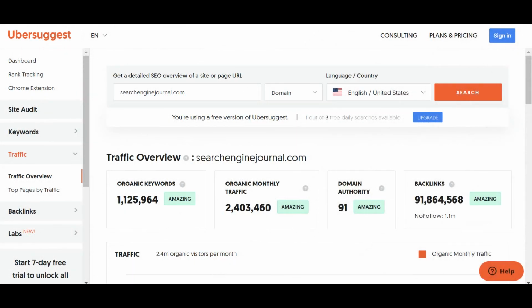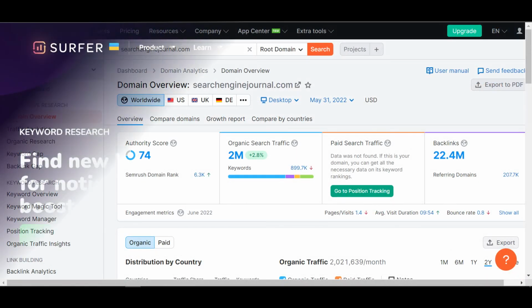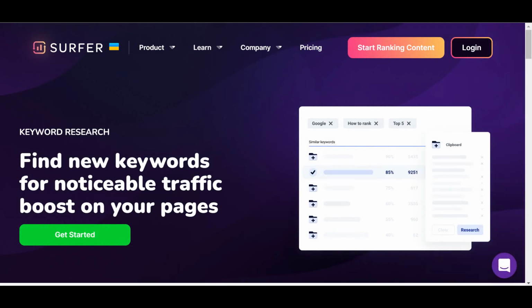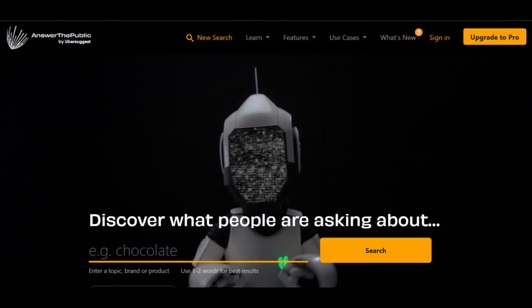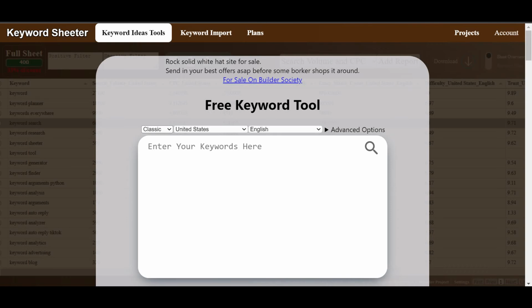So now let me quickly tell you about the websites which are going to help you to do keyword research for free. The number one will be Ubersuggest. Number two is SEMrush. Number 3 is Keyword Surfer. Number 4, Answer the Public. Number 5 is Keyword Cheater. So using these 5 tools, you can do keyword research for free.